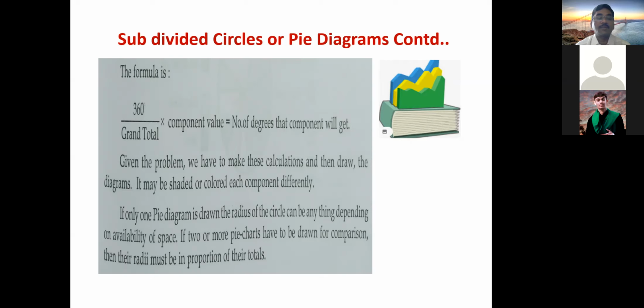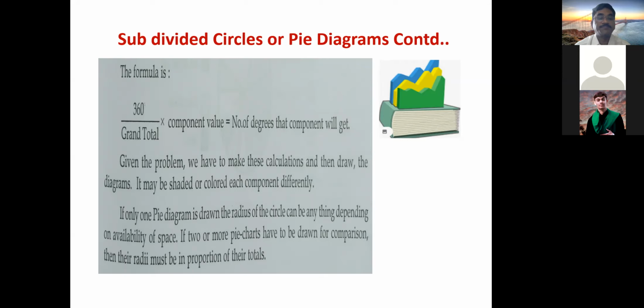If one pie diagram is drawn, the radius of the circle can be anything depending on availability of the space. That's what I told you. If two or more pie charts have to be drawn for comparison, then their radii must be in proportion to the totals. So proportionately you have to take. That is what you have to understand here.